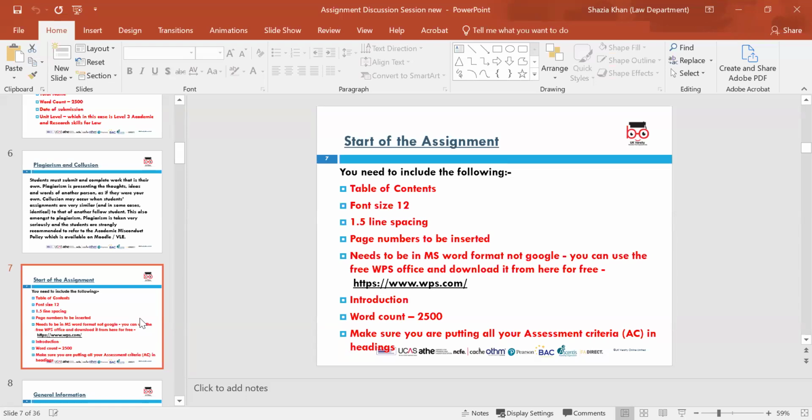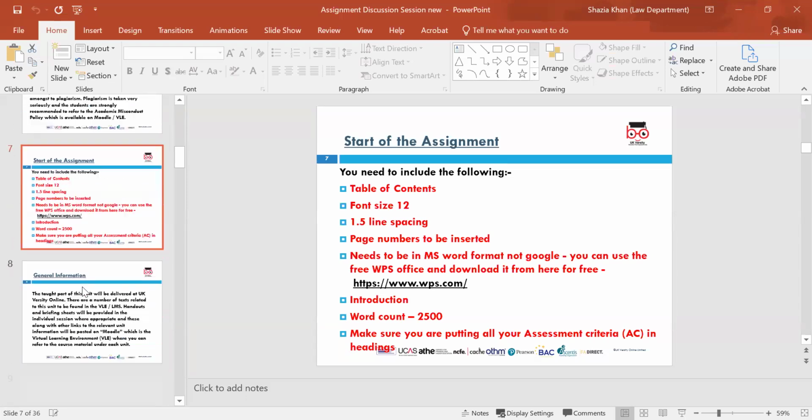Okay. You need an introduction, and the word count is 2,500 words. Make sure you put your assessment criteria in headings.